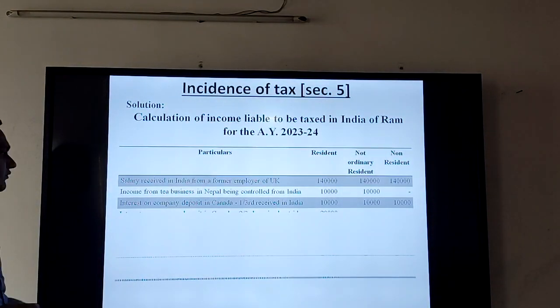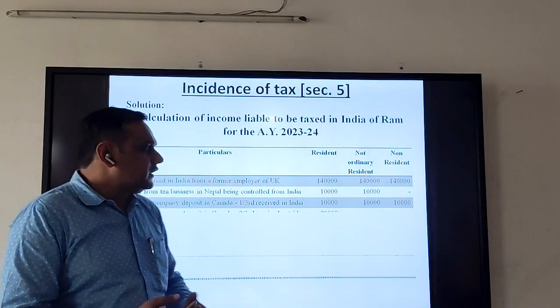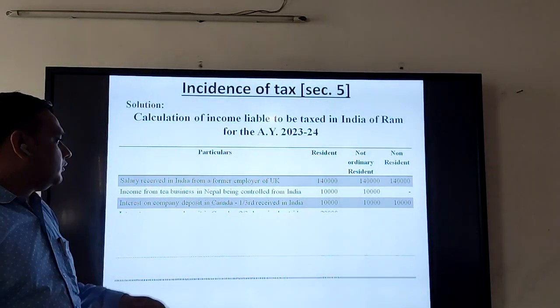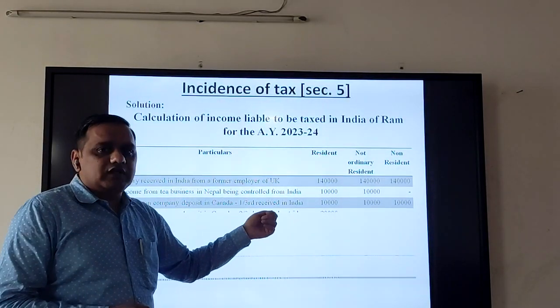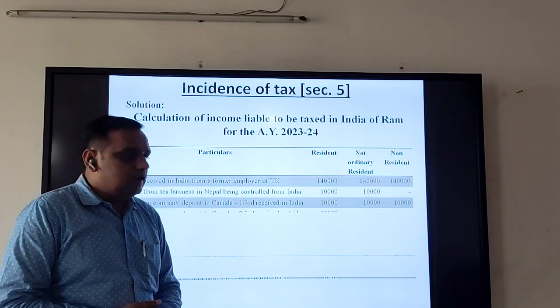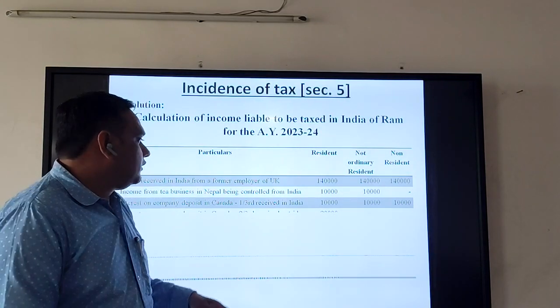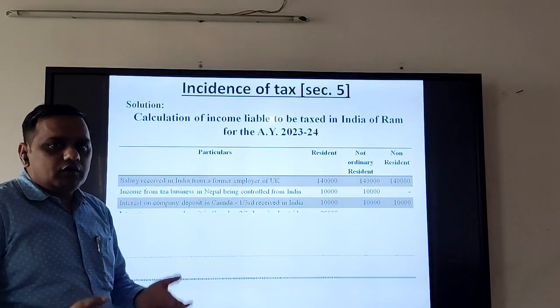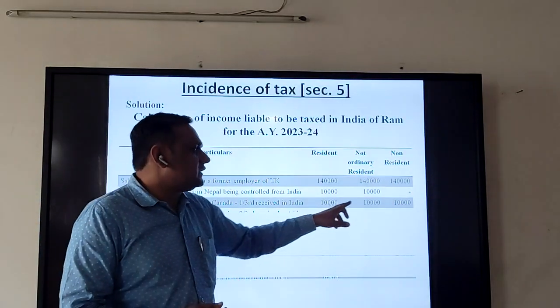Third type of income is interest on a company deposit in Canada. It is clear that it is a type of foreign income because it is in Canada, but there is a loophole that 1/3 of such income is received in India. So whatever we have received in India, it is Indian income. So 1/3 of the total, that was total interest amount was 30,000. So 1/3 is treated as Indian income.